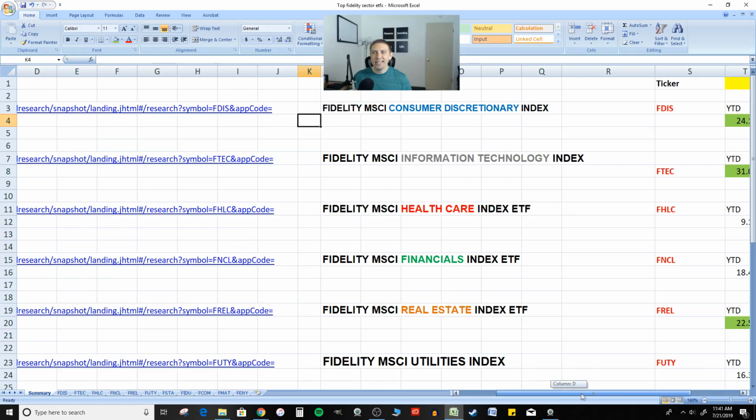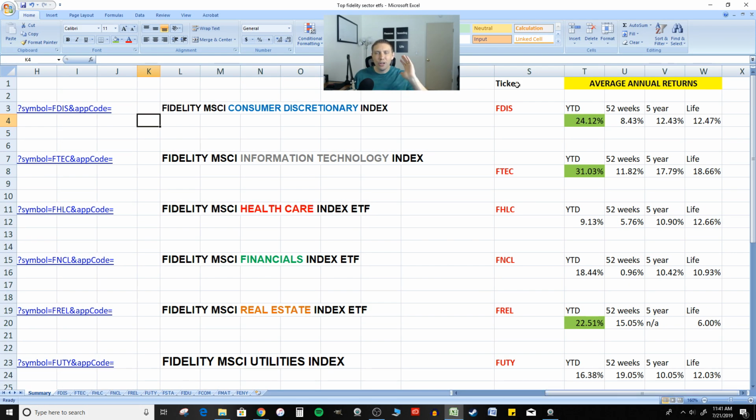On the right-hand side, as we go to the right, you're going to notice I have the ticker symbols so you can search each investment, and then I have the average annual returns. Once again, that's the average annual return for each investment from the year-to-date perspective, 1 year, 5 years, and the lifetime of these sector funds, which we're going to cover in more detail in just a little bit.